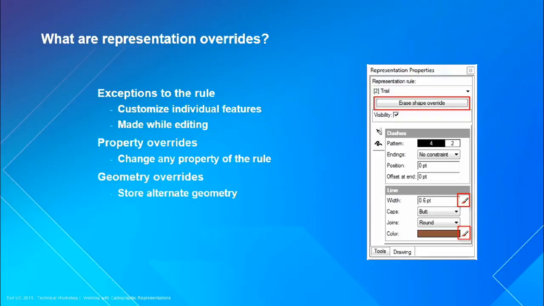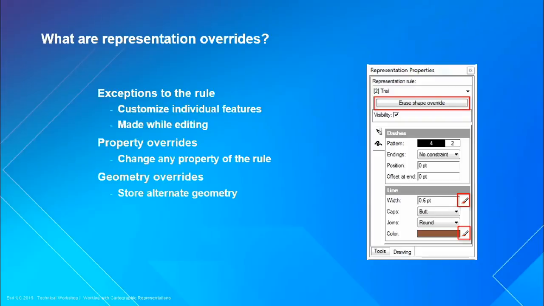There are two types of overrides. There are property overrides. So you saw Chait manipulating different properties, how the clipping works, what the step is, what the seed is. Those are all representation properties, and any of those can be overridden. We also have geometry overrides. We call geometry overrides shape overrides. We use the terms interchangeably. They mean the same thing.